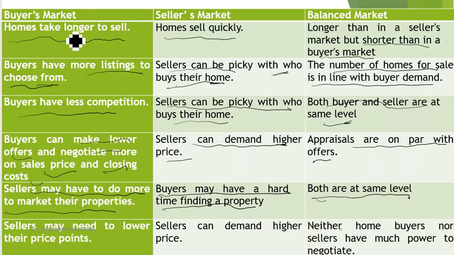So a seller in a buyer's market may need to lower their prices, but this is not the case in a seller's market. In a seller's market, sellers can demand higher prices. So in a balanced market, neither home buyers nor sellers have much power to negotiate.